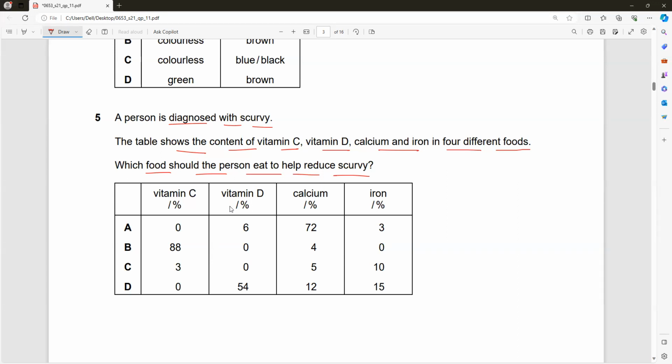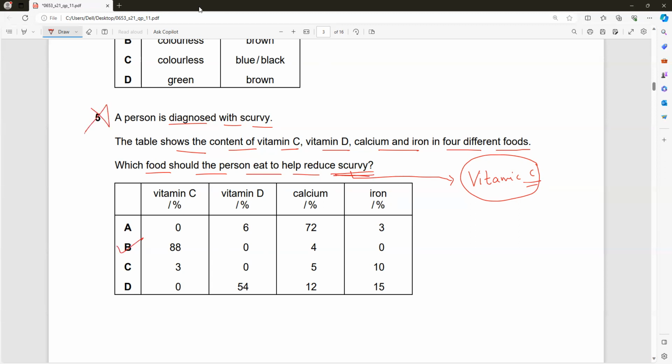Scurvy is mainly because of lack of vitamin C. So please note it. This is a disease you will be studying, but I think in 9th class it will come. When for a long time you are not consuming any vitamin C related food, it will lead to scurvy disease. Loosened teeth may fall out also, and swollen legs, different varieties of symptoms we can notice. This is one of the common nutrition deficiency diseases. So if our food contains vitamin C, then we can help to reduce scurvy. So that's why option B.